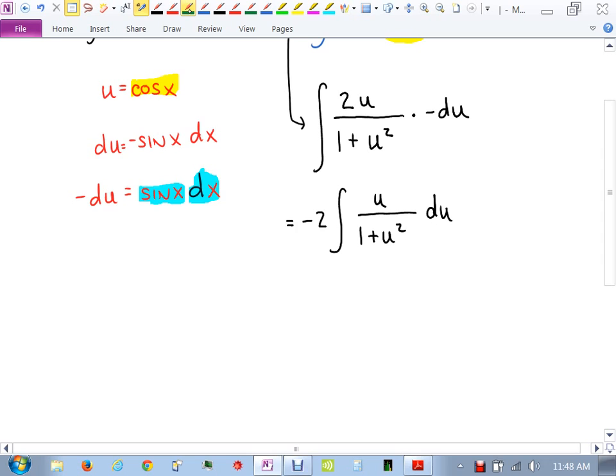Try another substitution. So how about letting the whole denominator be our substitution? Because what is the derivative of 1 plus u squared? 2u, and you have a u on top, don't you? And you have the du. So I'm going to leave the 2 out there. It won't matter. I'll use v equals 1 plus u squared. The derivative of v is then 2u du. Do I have 2u du? No, I just have u du. So I need to get rid of the 2, so I multiply both sides by 1/2.